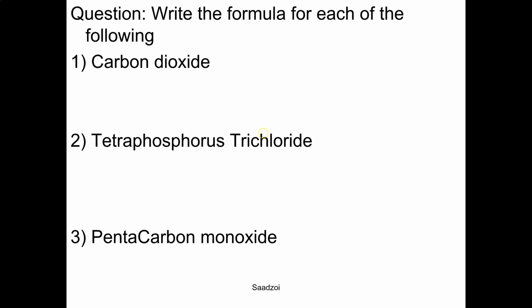Here's some more. Carbon dioxide, that tells you 1 carbon, 2 oxygens, really easy. Tetraphosphorus trichloride, that's 4 phosphorus, so tetra, and 3 chlorine, so tri.